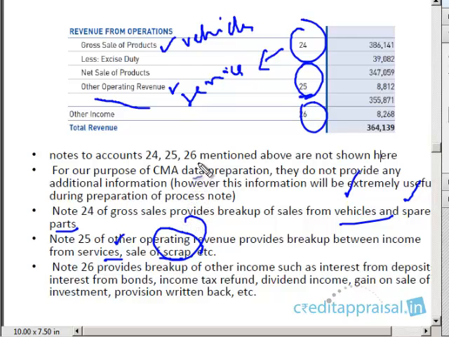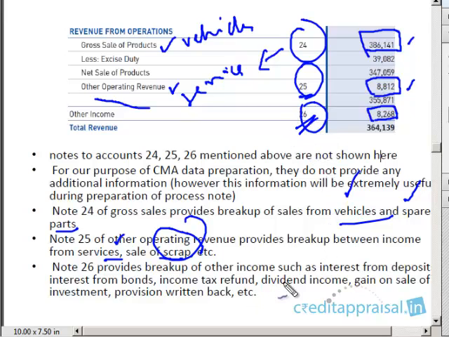For example, if you compare this amount, 386,141, with 8,812, this is a small amount, but this is still a core activity. And this other income is the non-operating income. So schedule 26 will provide further breakup.